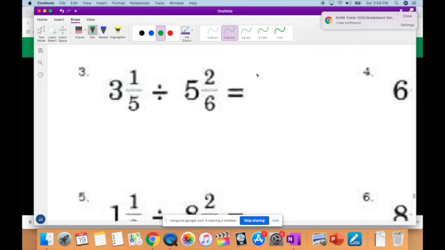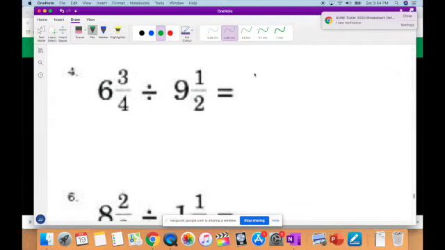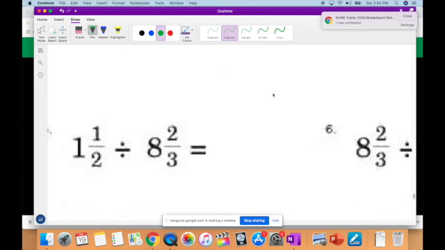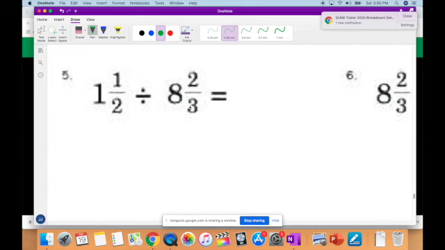3 over 5. You agree, Caitlin? Yep. Alright, number 4. 27 over 38. You agree, Caitlin? Yeah. Alright. What about this one? 9 over 50. 9 over? 52. You agree, Caitlin? Yeah.